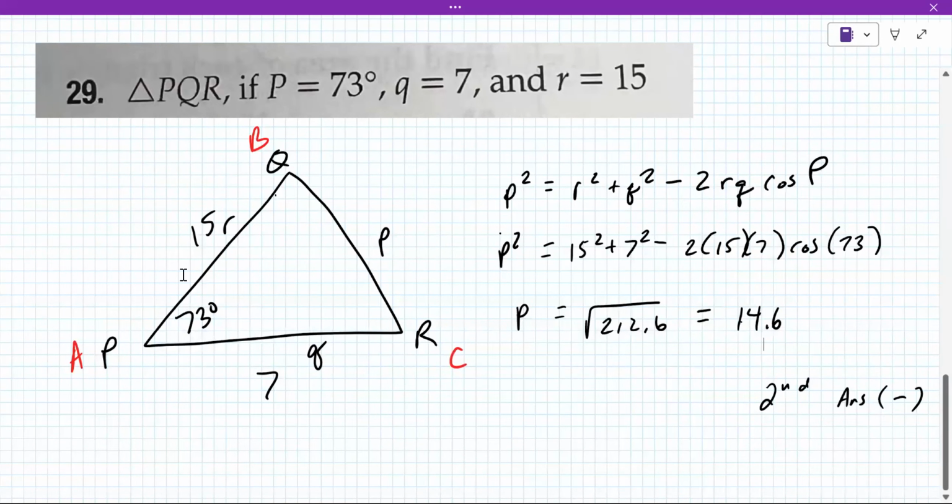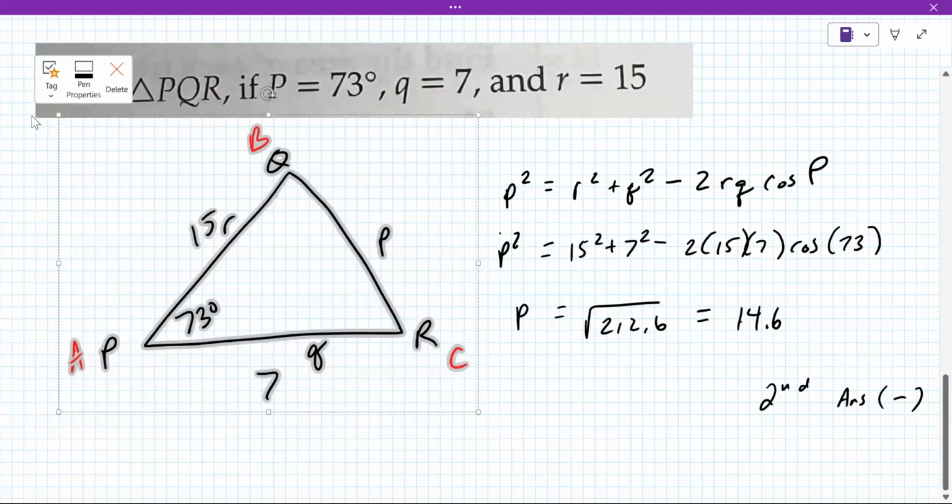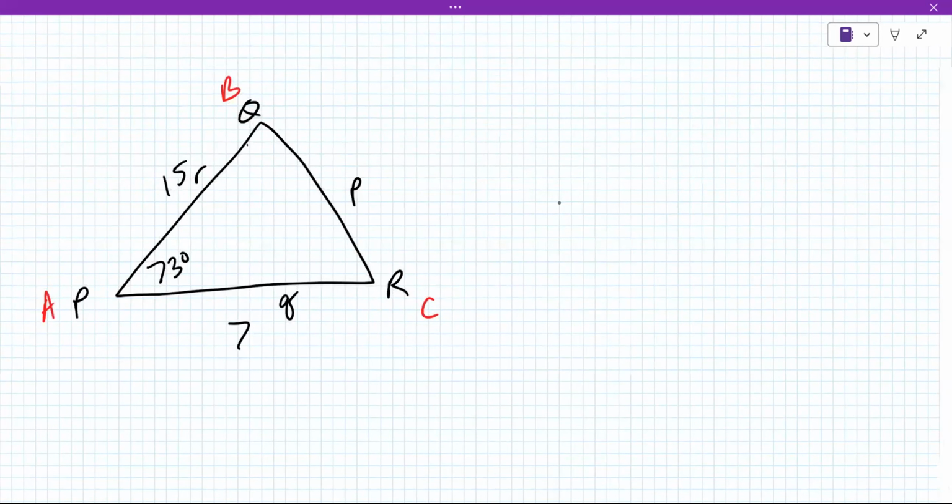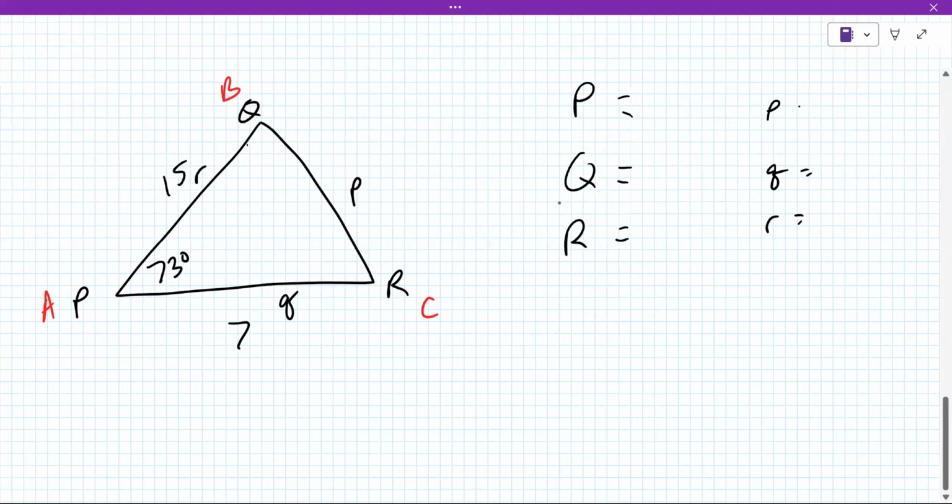So this is great. You've got a lot of stuff in the triangle already. Just going to bring it down and kind of reframe the problem here. So again, I like to just say, okay, PQR, little p, little q, little r. So we've got 15 and 7 and 14.6. P is 73 degrees. So you're going to find either Q or R next. And it doesn't really matter, but you're going to use law of sines for that. Which one do you want to find?